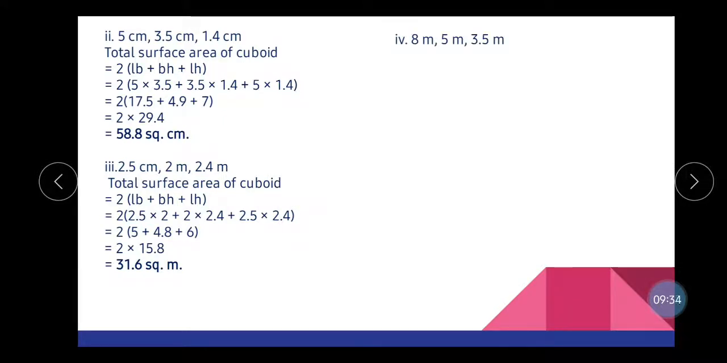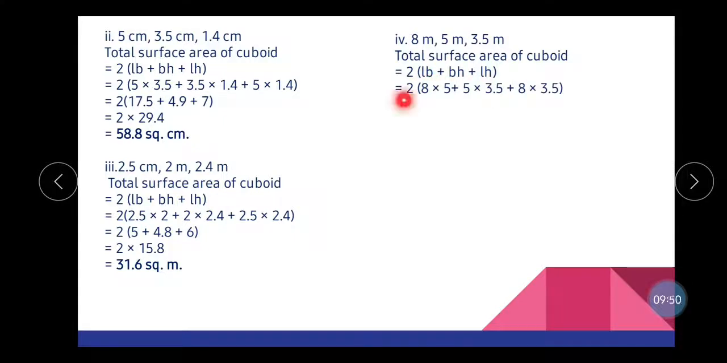Fourth one: 8 meter, 5 meter, 3.5 meter. Total surface area of this cuboid is equal to 2 into (LB plus BH plus LH). Substituting the values, we get 2 into (8 into 5 plus 5 into 3.5 plus 8 into 3.5). First we will be solving the bracket. So 8 fives are 40, 5 into 3.5 is 17.5, 8 into 3.5 is 28.